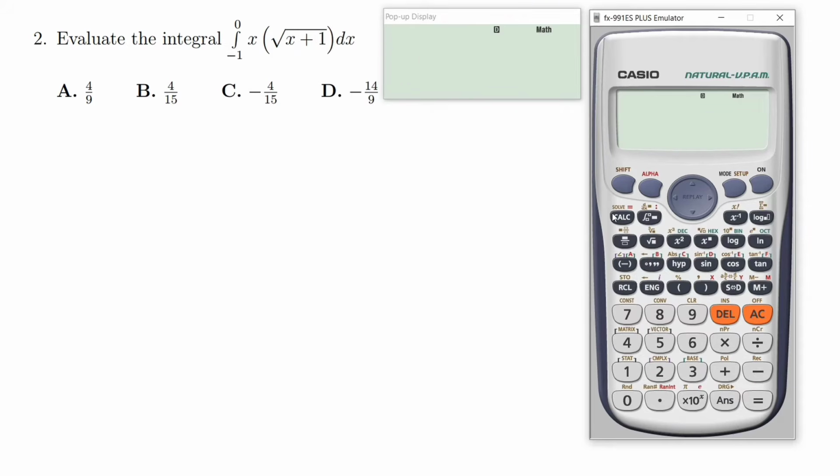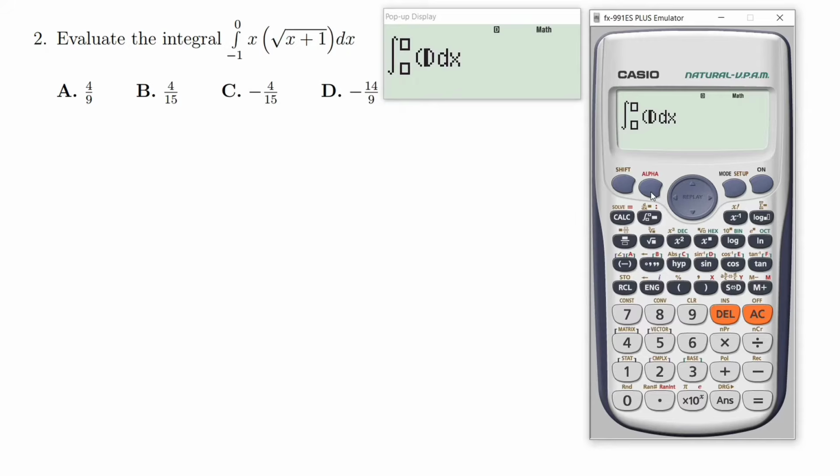Now that we are done with that, we can now press the definite integral key. Okay, so here we open our brackets and close the brackets. Then in the middle here, we input this function. So we have x open bracket square root of x plus 1 close bracket.